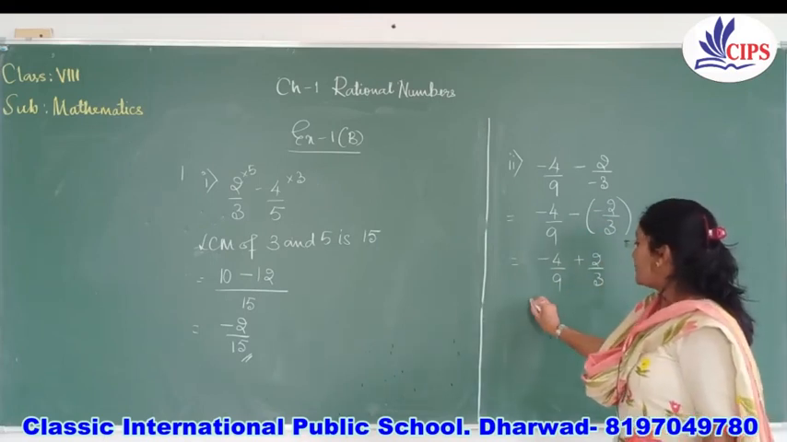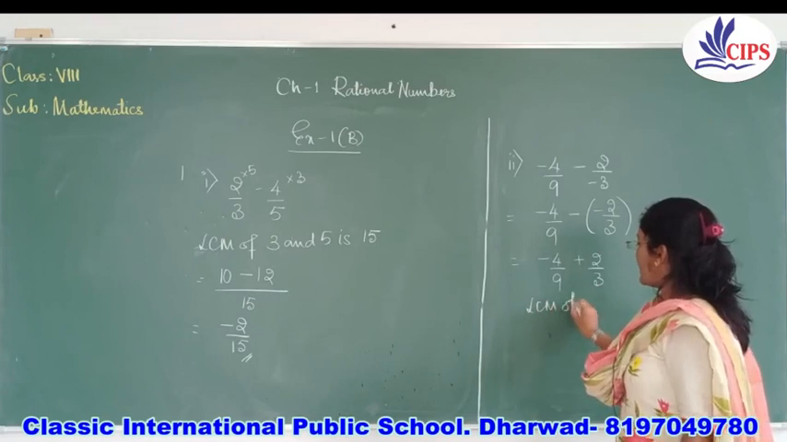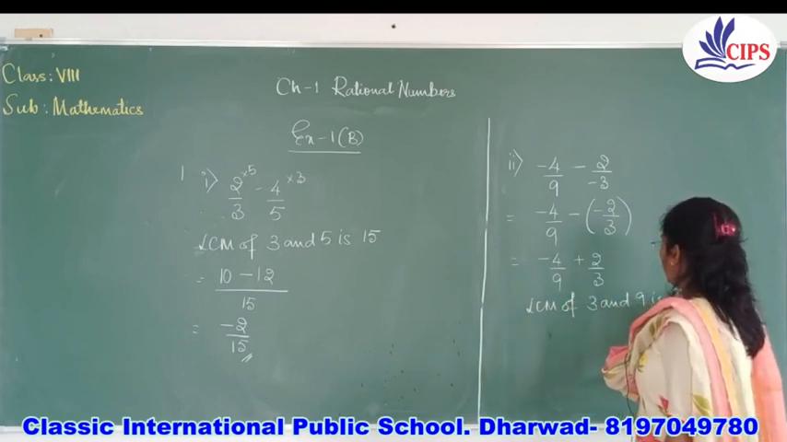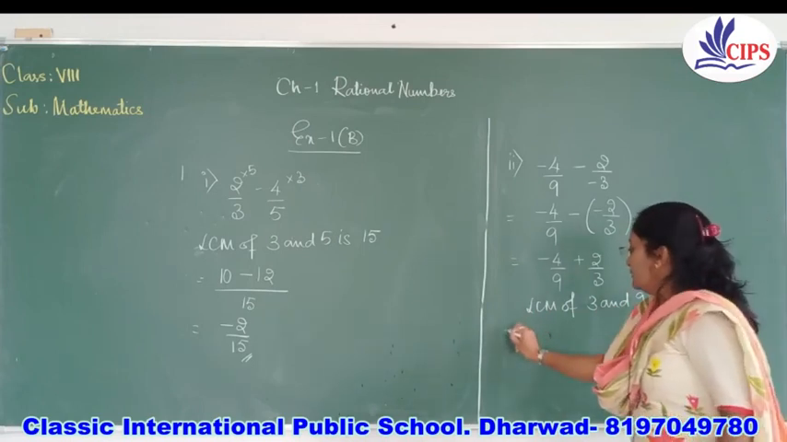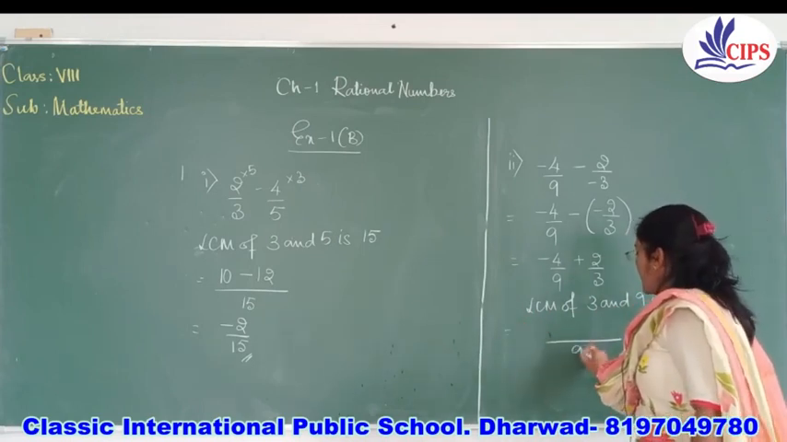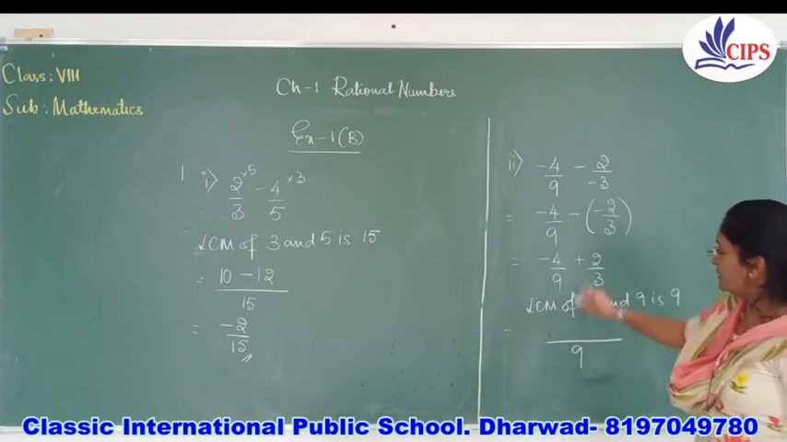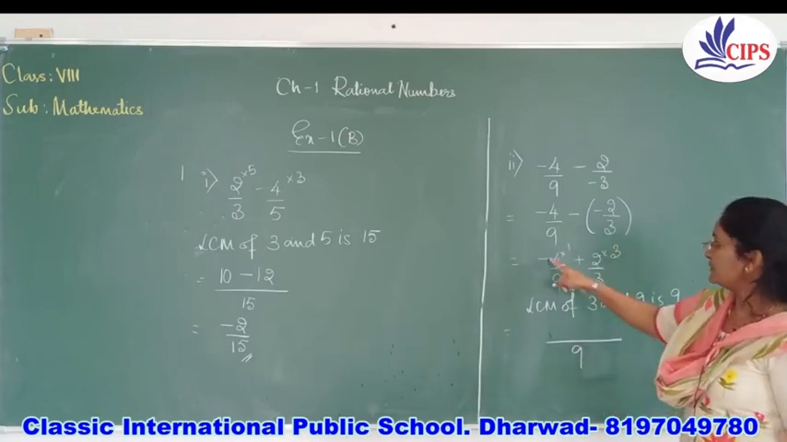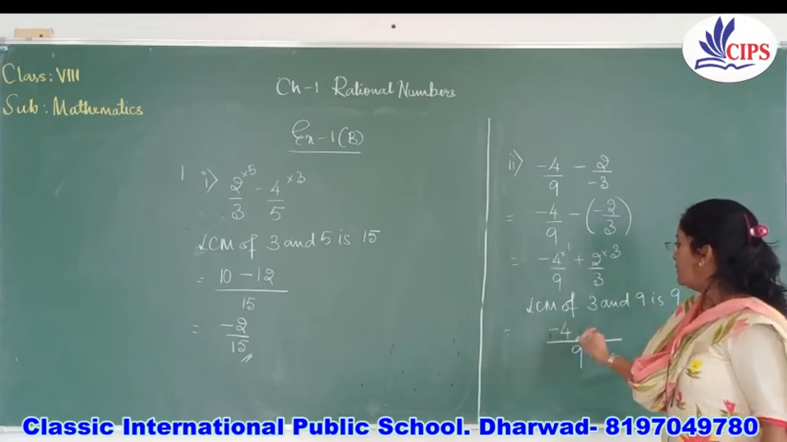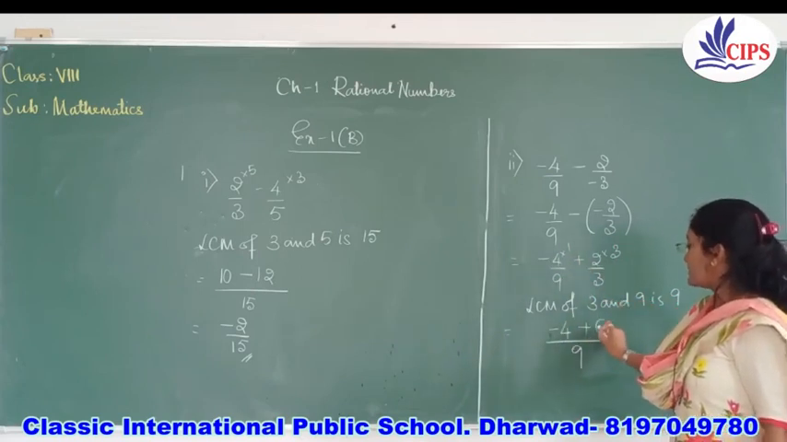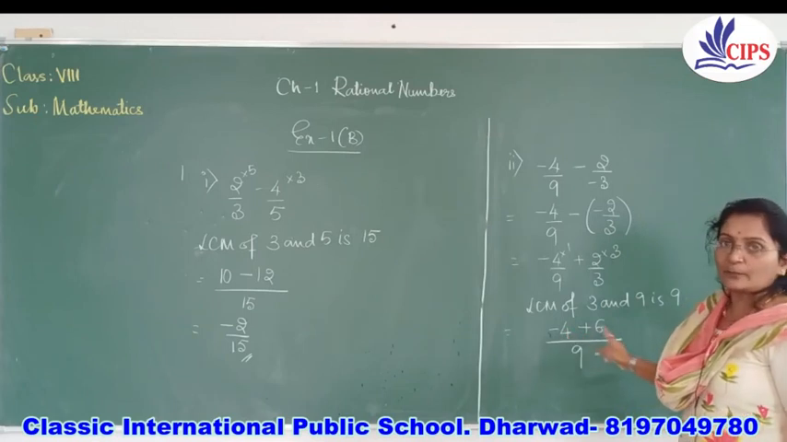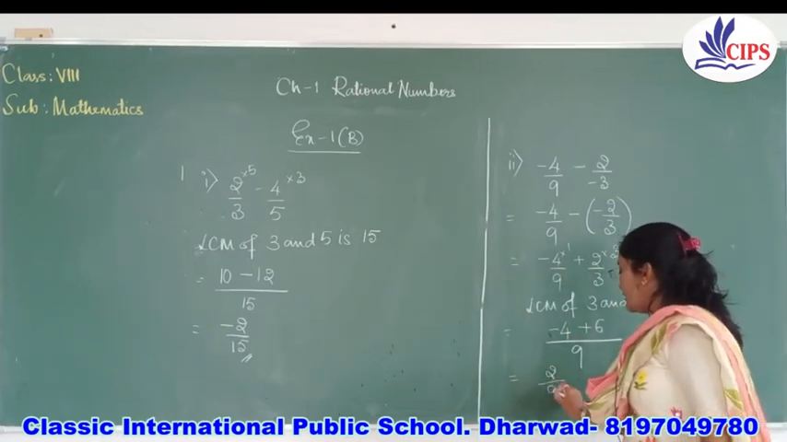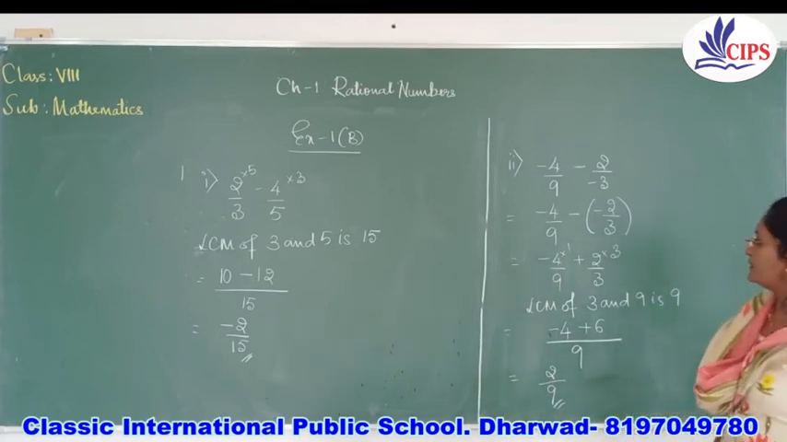We'll find the LCM of 3 and 9. What is the LCM of 3 and 9? It is 9. So I'll write 9 here. 9 ones are 9 and 3 threes are 9. So here we get minus 4 and here we get 6. What is minus 4 plus 6? 6 minus 4 is 2, and the answer is 2 by 9.